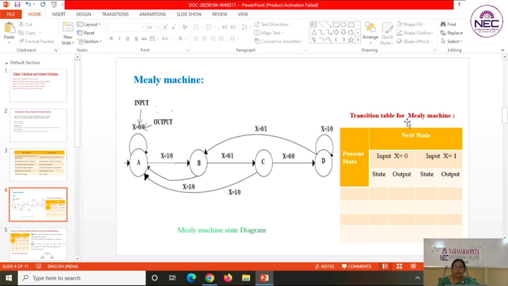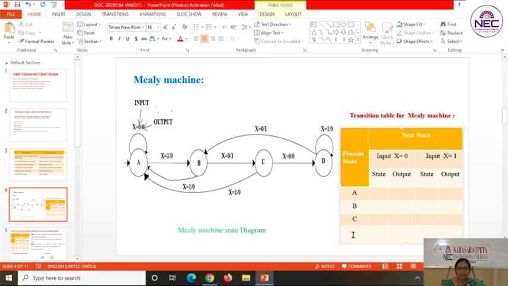Now draw the transition table for the given Mealy state diagram. The first column indicates the present state, the next column indicates the next state. The next state is split into input x equal to 0 and input x equal to 1. The input x equal to 0 is split into two columns, state and output. In the next column, the input x equal to 1 is split into two columns, state and output. There are four states: A, B, C and D.